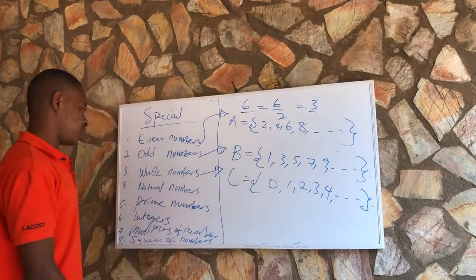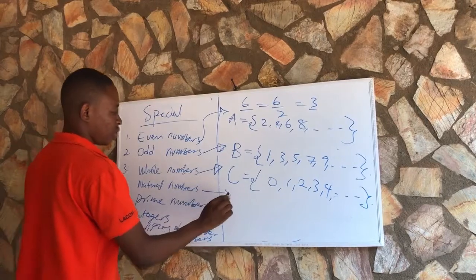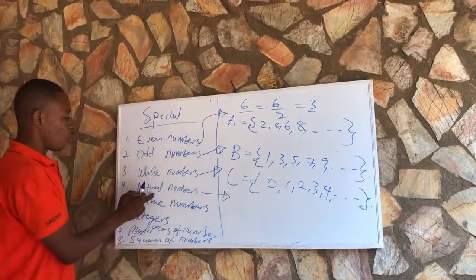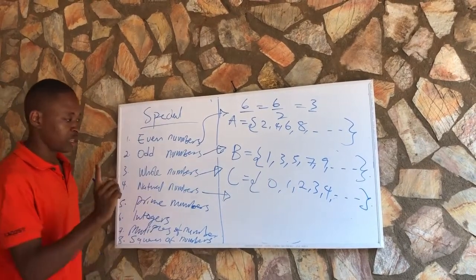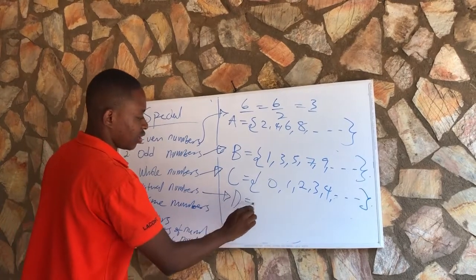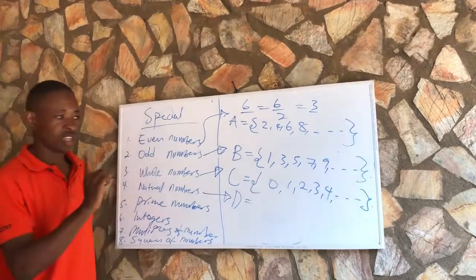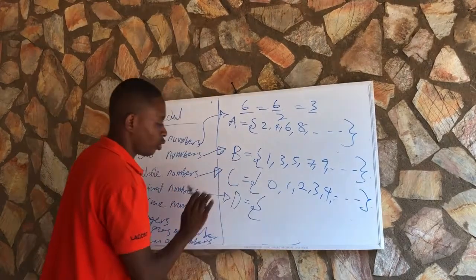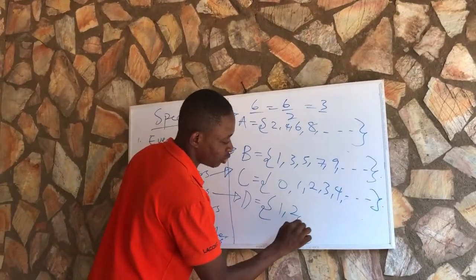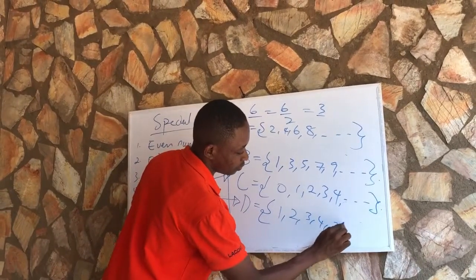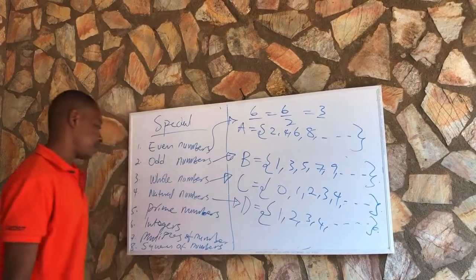That is whole numbers. Then we have natural numbers. The difference between a whole number and a natural number is just one thing. Whole numbers start from 0, but natural numbers start from 1. So that's the difference between whole numbers and natural numbers. So we have 1, 2, 3, 4 going to infinity.